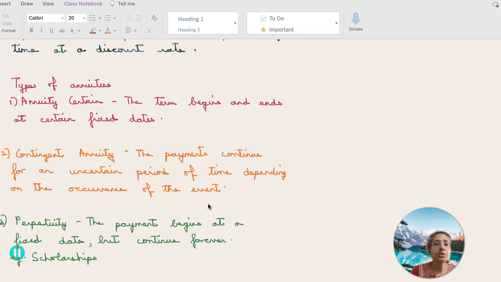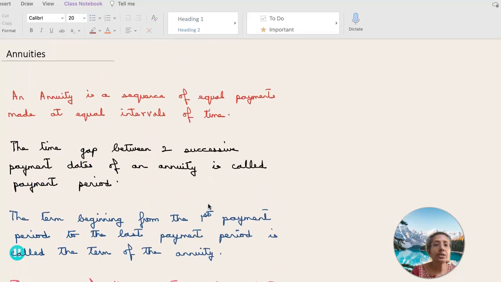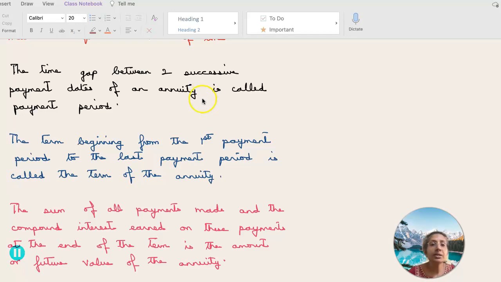So, welcome to this class, and today we will be discussing annuities, what are the basic types of annuities, and also solving problems on the amount of an annuity. So, an annuity is a sequence of equal payments made at equal intervals of time. Equal intervals of time, you make equal payments. The time gap between two successive payment dates of an annuity is called the payment period.